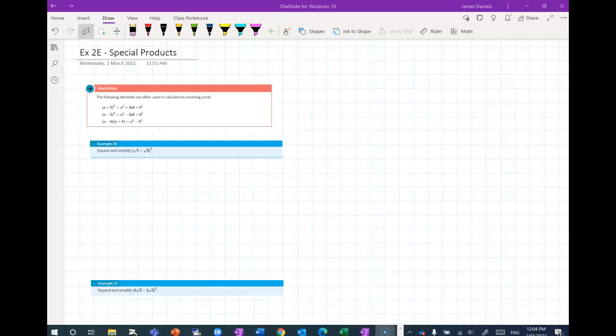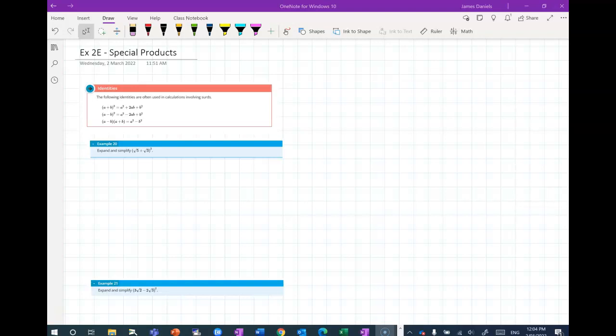Welcome to exercise 2E, special products. Earlier in the chapter we've learnt some rules, we've learnt to add, subtract surds, we've learnt to multiply and divide surds. We also learnt that we should always simplify surds where possible. And all these little rules are going to come together in 2E.